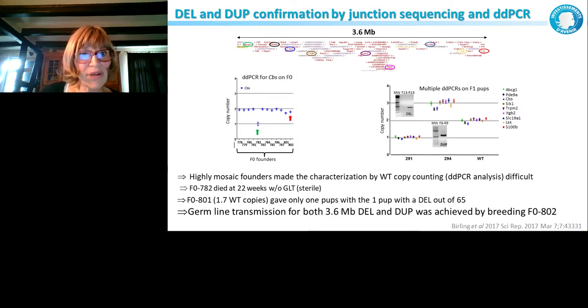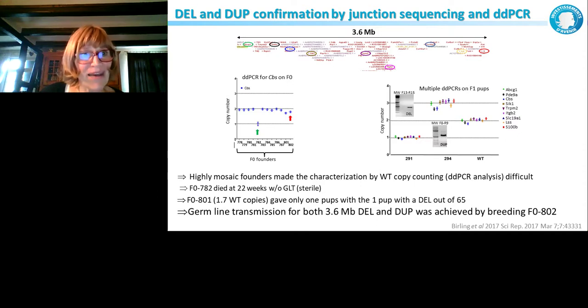And you can see here, on the left panel, the genotyping, the droplet digital PCR results of the first founder we obtained. And you can see here that we have one founder in which we could see the deletion, at least of CBS, but most probably the whole region was deleted because CBS is in the middle of this region. And as we couldn't see duplications, because that's the model we are looking for, we bred the animals that are called here 801, and 802. Sorry about that.